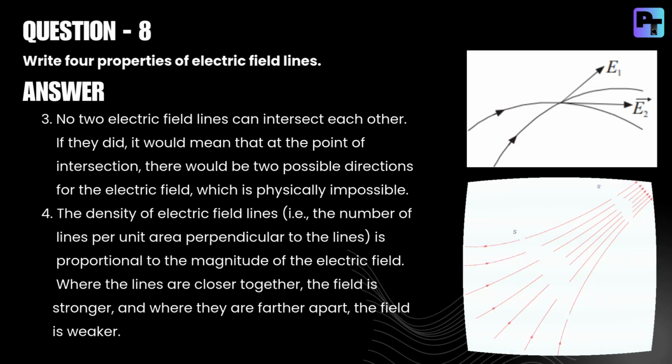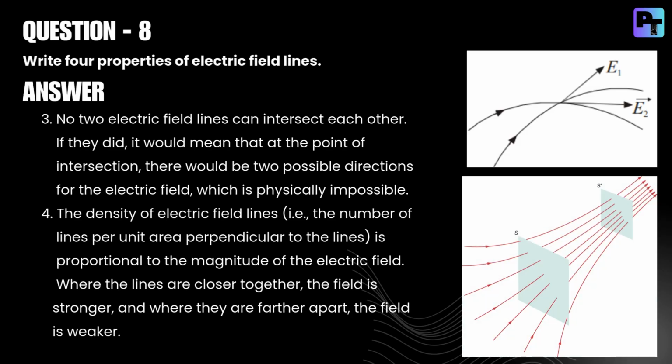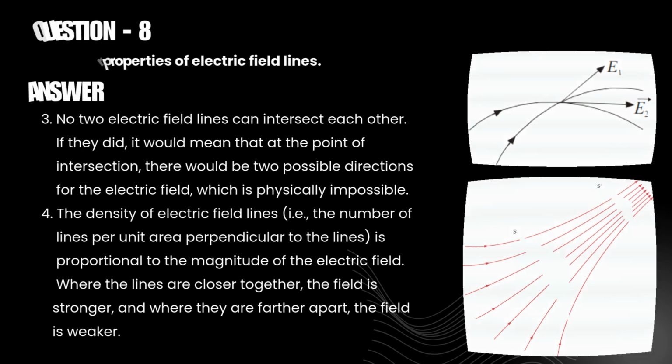4. The density of electric field lines, that is, the number of lines per unit area perpendicular to the lines, is proportional to the magnitude of the electric field. Where the lines are closer together, the field is stronger, and where they are farther apart, the field is weaker.